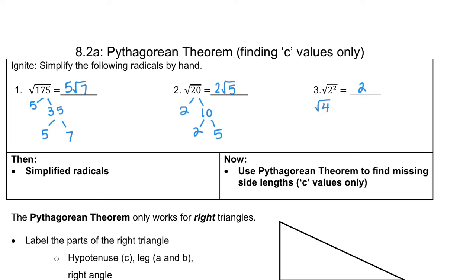All right, so for number 1, you should get 5 root 7. Number 2 is 2 root 5. And for number 3, we want to simplify that 2 squared first, which is 4, and then the square root of 4 is 2. So we talked a little bit yesterday about the square root being the inverse function to squaring a number, so that's why we end up with just 2 at the end there.